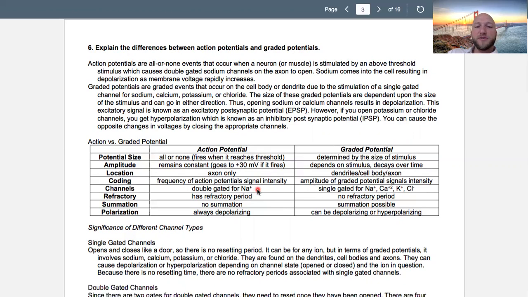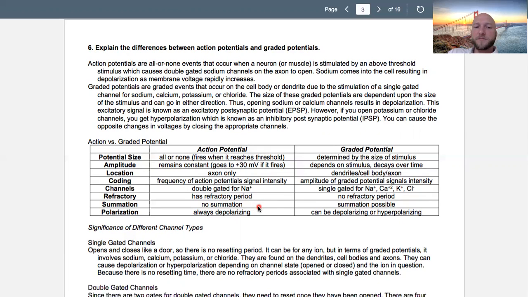Channels: action potential is double gated sodium. Graded potential is single gated sodium, calcium, potassium, or chloride ions. Refractory period: action potential has a refractory period, a period of time where another action potential cannot be sent. Graded potentials have no refractory period.